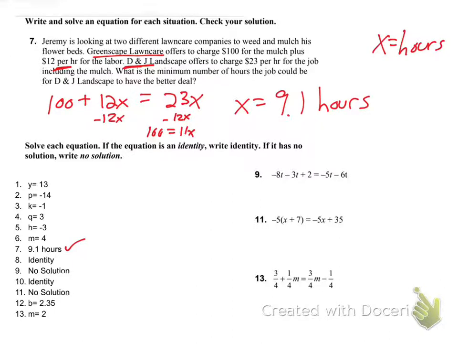So putting that back into our problem there, this is how they equal one another. So it's 9.1 hours, and it includes mulch.